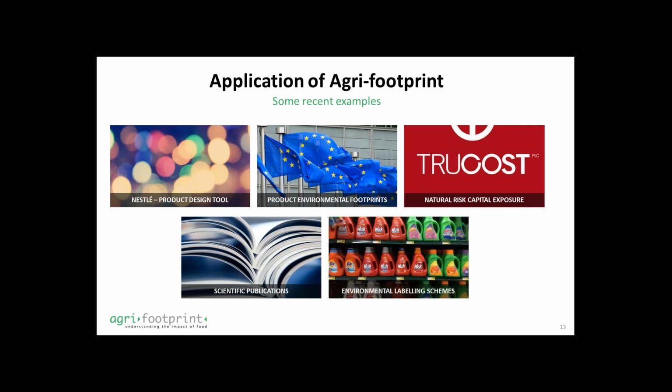Also interesting to see, the Eco label used the data from Agri-footprint to assess the impact and which requirements they have to state on the Eco label products. So that's an overview of how the first version of Agri-footprint was used, to get a little bit of a feeling.